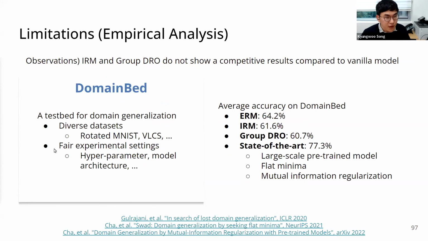There are many recent papers that report the empirical limitations of IRM and group DRO. DomainBed is a well-known testbed for domain generalization that covers diverse datasets, and it is easy to compare algorithms in fair experimental settings. On the DomainBed datasets, IRM and group DRO show lower performance than ERM, the vanilla model.